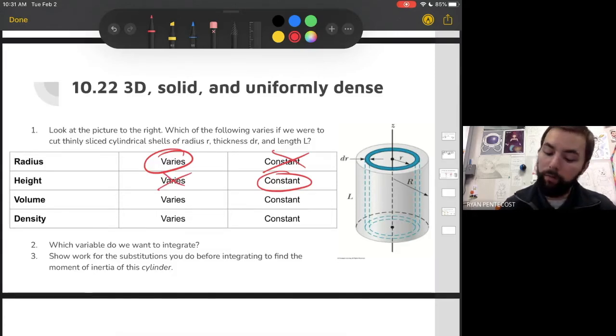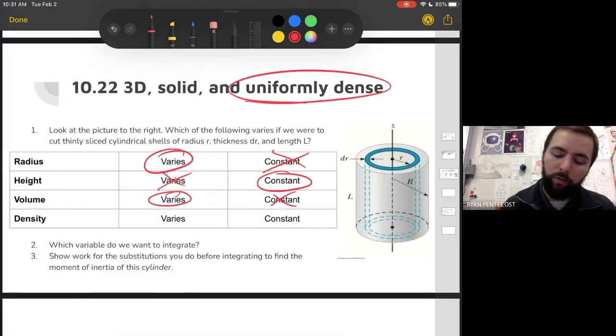The volume. Now the volume is going to change, right? As you get a larger radius, you now have more material, and that more material is going to lead to more volume. So that is not constant. That's going to vary with every shell. But the density, it is already said that it is uniformly dense, and if we are keeping the same material for every shell, then the density will remain constant.